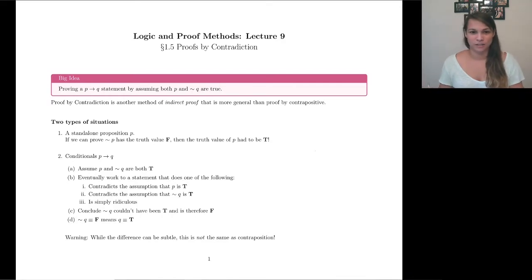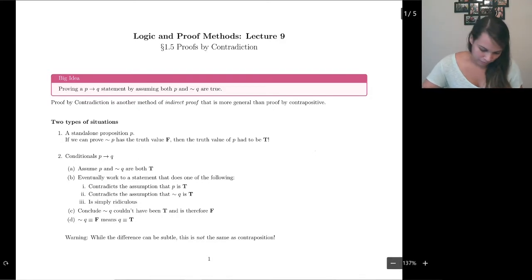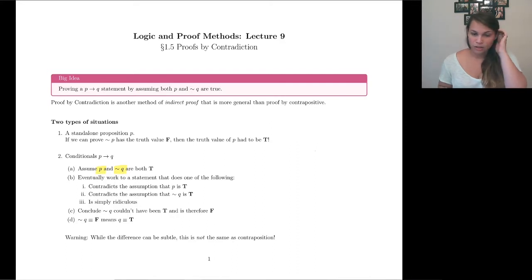So, contradiction. Another place that it pops up is P then Q. So we do use it for conditionals. And this is when we say P is true and not Q is true. So what we're going to do is we take that and then we work with a series of deductions. Eventually, we will work to something that either contradicts the fact that P is true, contradicts the fact that not Q is true, or is simply a ridiculous statement, like 1/2 is an integer. Like, no, it's not.